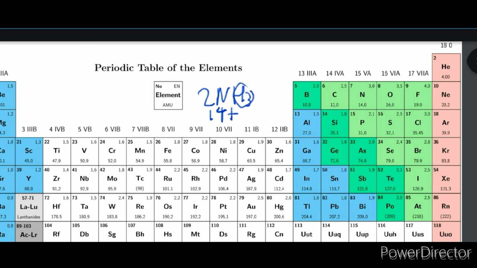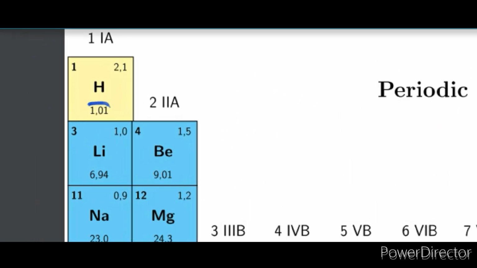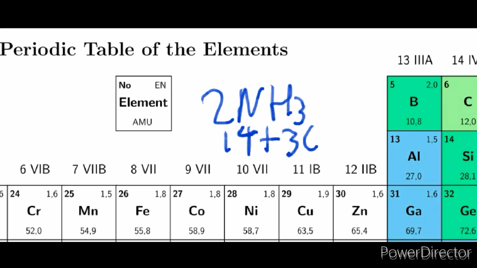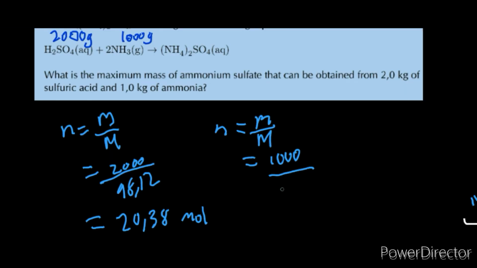And then notice that there are 3 hydrogens. So it's going to be 3 times. So we already know the atomic mass of hydrogen, which is 1.01 according to this periodic table. So we're going to say 1.01. So then this is going to be 17.01, or rather 17.03. So now we're going to say 1000 divided by 17.03. Let's find out what that gives us. So that will be 58.72. So 58.72 moles.